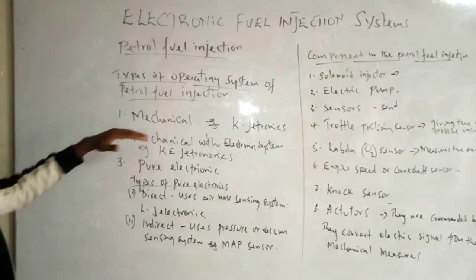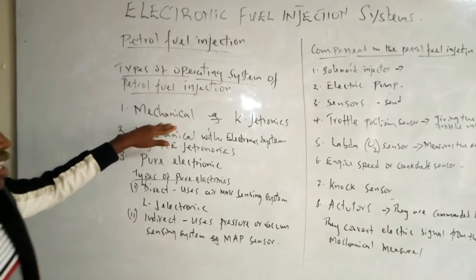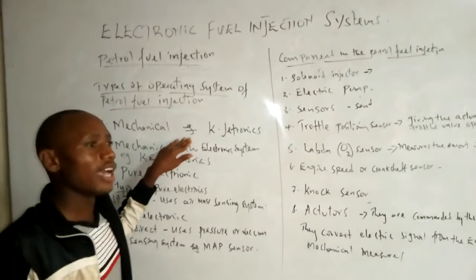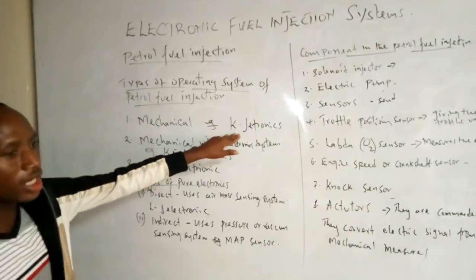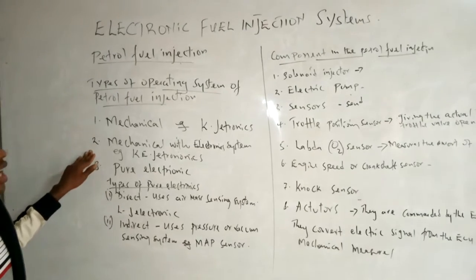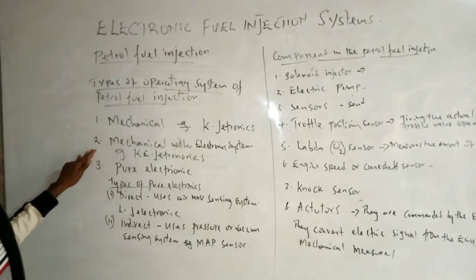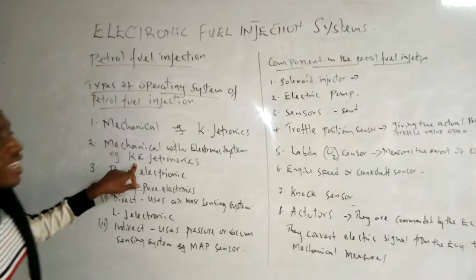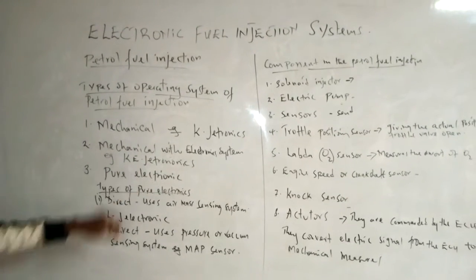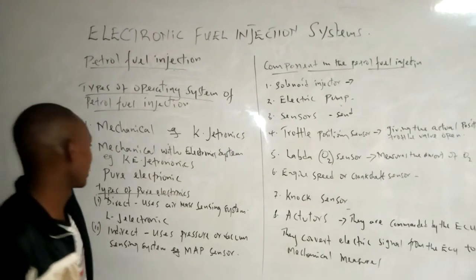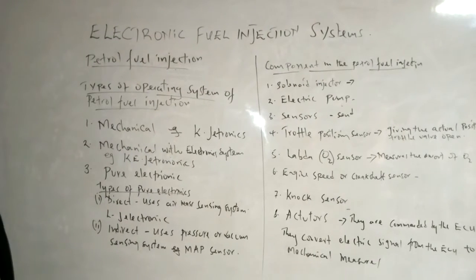One, we have mechanical fuel injection. A good example is K-Jetronic. Number two, mechanical with electronic system. A good example is the KE-Jetronic. Number three, pure electrics, or pure electronics.